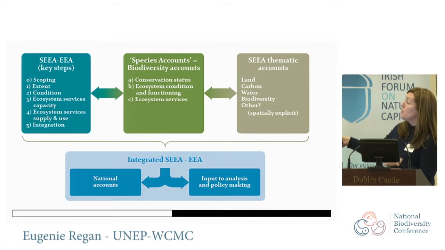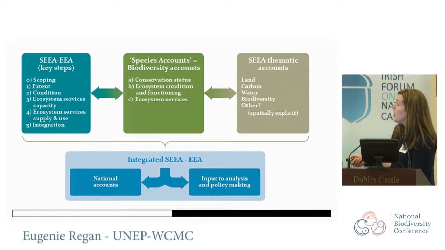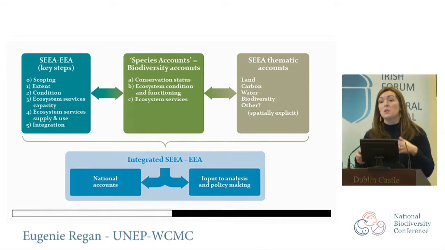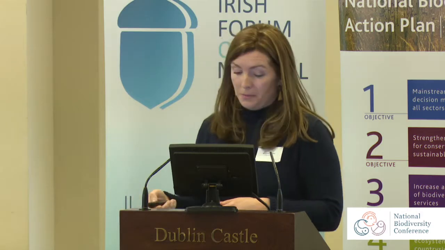And basically, the steps are you scope, you understand the extent of your biodiversity, you understand the condition of it, you understand the ecosystem services, and supply and use of those, and then the integration. So this bit here is about integrating this within the system of national accounts, and then input to analysis and policy making. So the second part, the key to that cash box, not just about the numbers, but then using those numbers to interrogate what we can't put down into numbers.